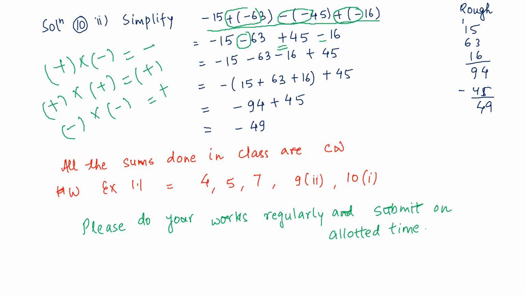Then in the third step, I brought all the negative numbers to one side, minus 15, minus 63, minus 16, and then I have written the positive number. Now all these negative numbers are added and written with a minus sign, that is minus 94 plus 45. Now one is minus, one is plus, so we will subtract the numbers, that is 49. And since 94 is the greater number here and it has a minus sign, the answer will have a minus sign. So minus 49 is the answer.